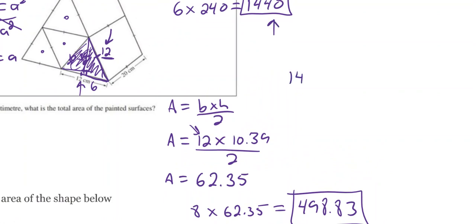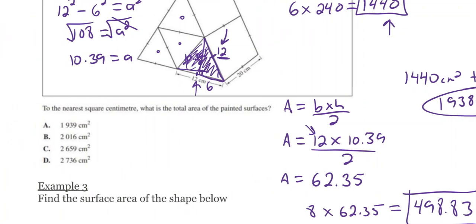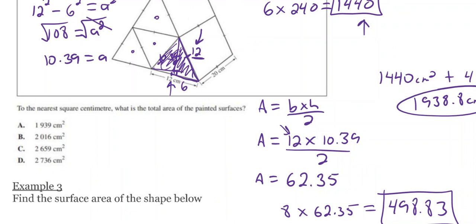So that number, centimeters squared, for the area, plus 498.83 centimeters squared, plus 1440. So we get 1,938.8 centimeters squared. So it looks like it rounds up to A here.